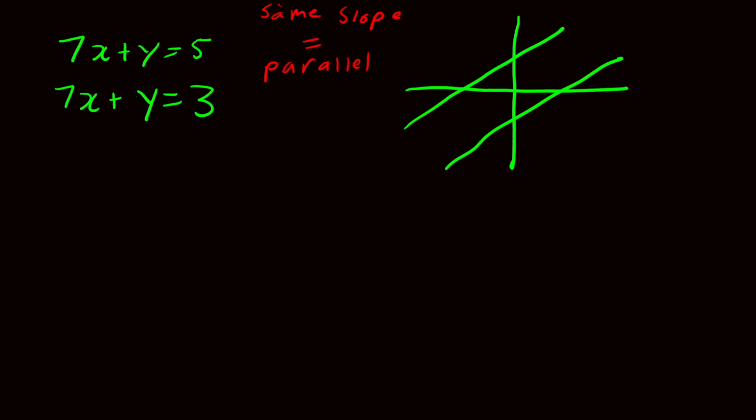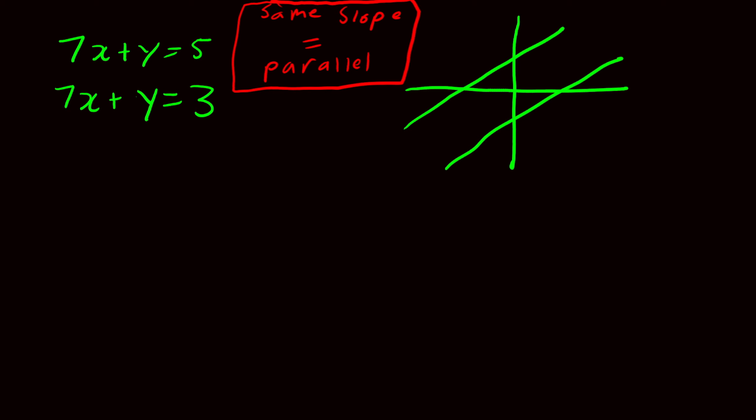So if you guys are good at equations and lines, then you'll know same slope means that these two lines are parallel. Obviously, these two have the same slope. And we just discussed that parallel lines have no solution. But just for fun, let's solve this. Okay, so 7x plus y equals 5, 7x plus y equals 3.